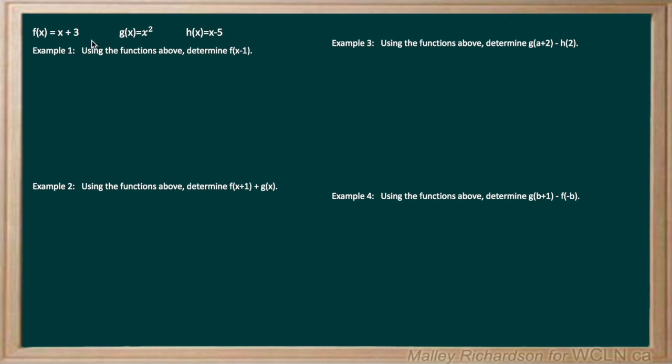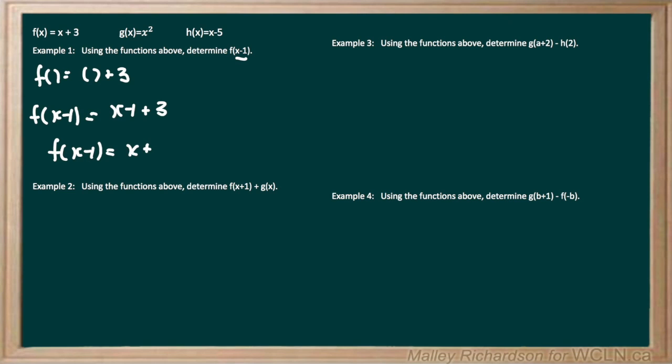In these next 4 examples, we are going to use the same functions that we have used for the last 2 problem sets. So let's look at example 1. Using the functions above, determine f of x minus 1. So we're going to use f of x, but leave empty brackets wherever we see an x. Now we're going to replace these empty brackets with our new variable of x minus 1. So we have f of x minus 1 equals x minus 1 plus 3. And this negative 1 and positive 3 can combine to form positive 2. So we have f of x minus 1 equals x plus 2 as our final answer.